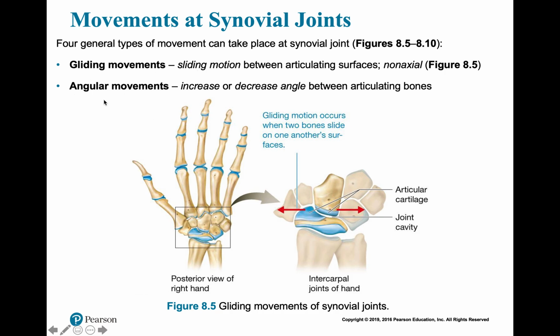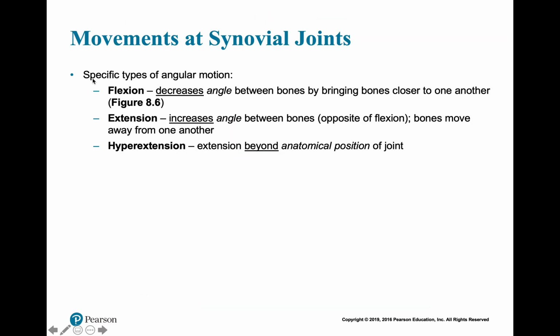And then we have angular movements, which will increase or decrease angles between articulating bones. All right, so let's start going through some of these. Let's talk about the angular types of motions that we can get.